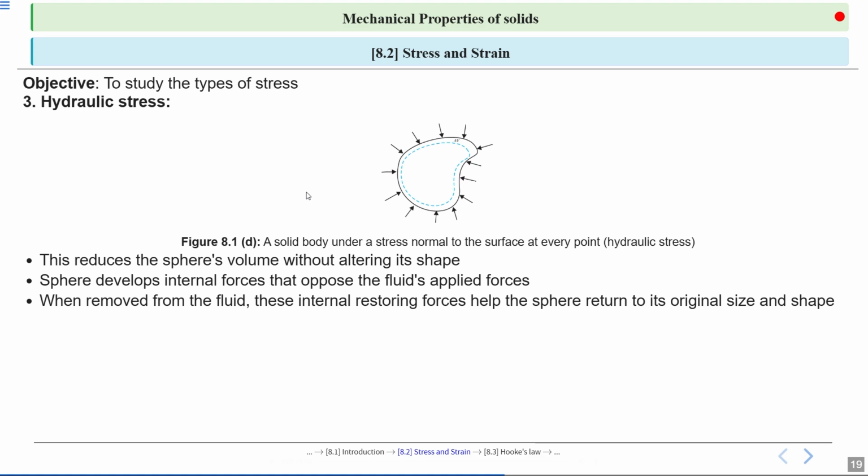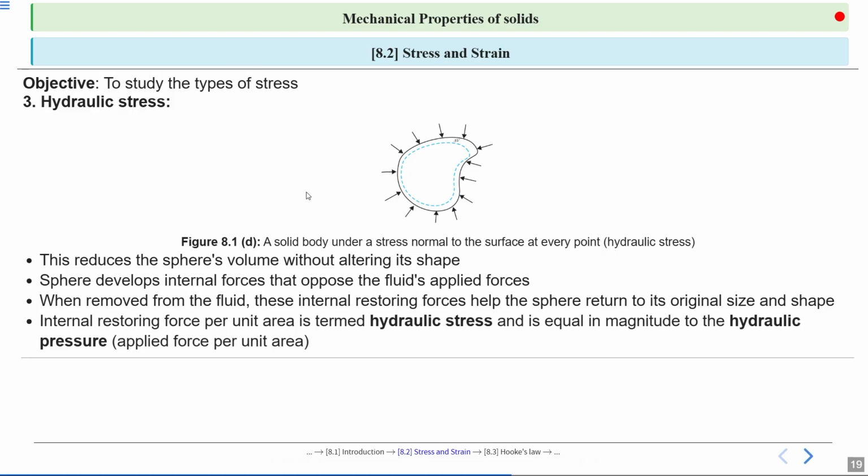Once the sphere is removed from the fluid, these internal restoring forces work to return it to its original size and shape. This demonstrates the material's ability to recover from deformation, which is an essential property of solids. Internal restoring force per unit area is termed hydraulic stress and is equal in magnitude to the hydraulic pressure, the applied force per unit area.